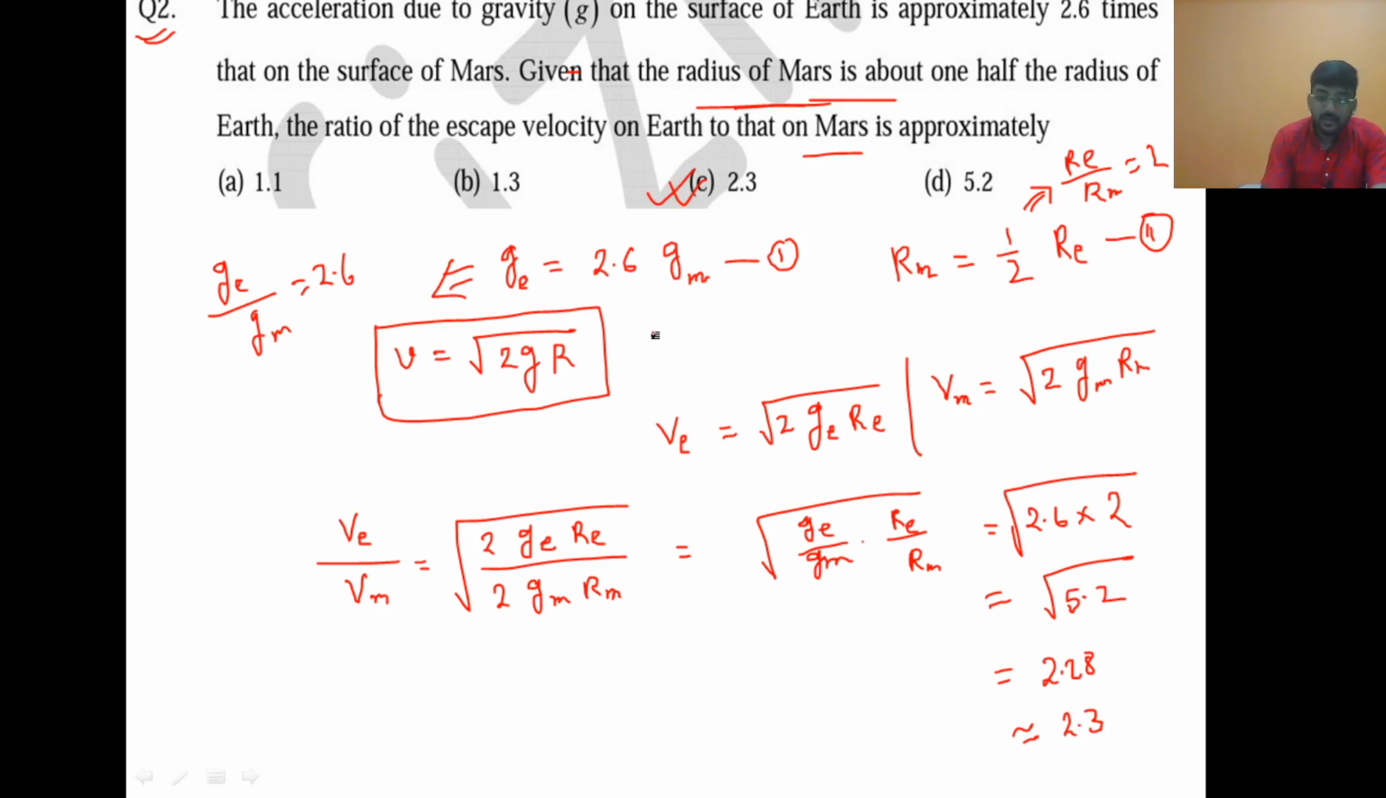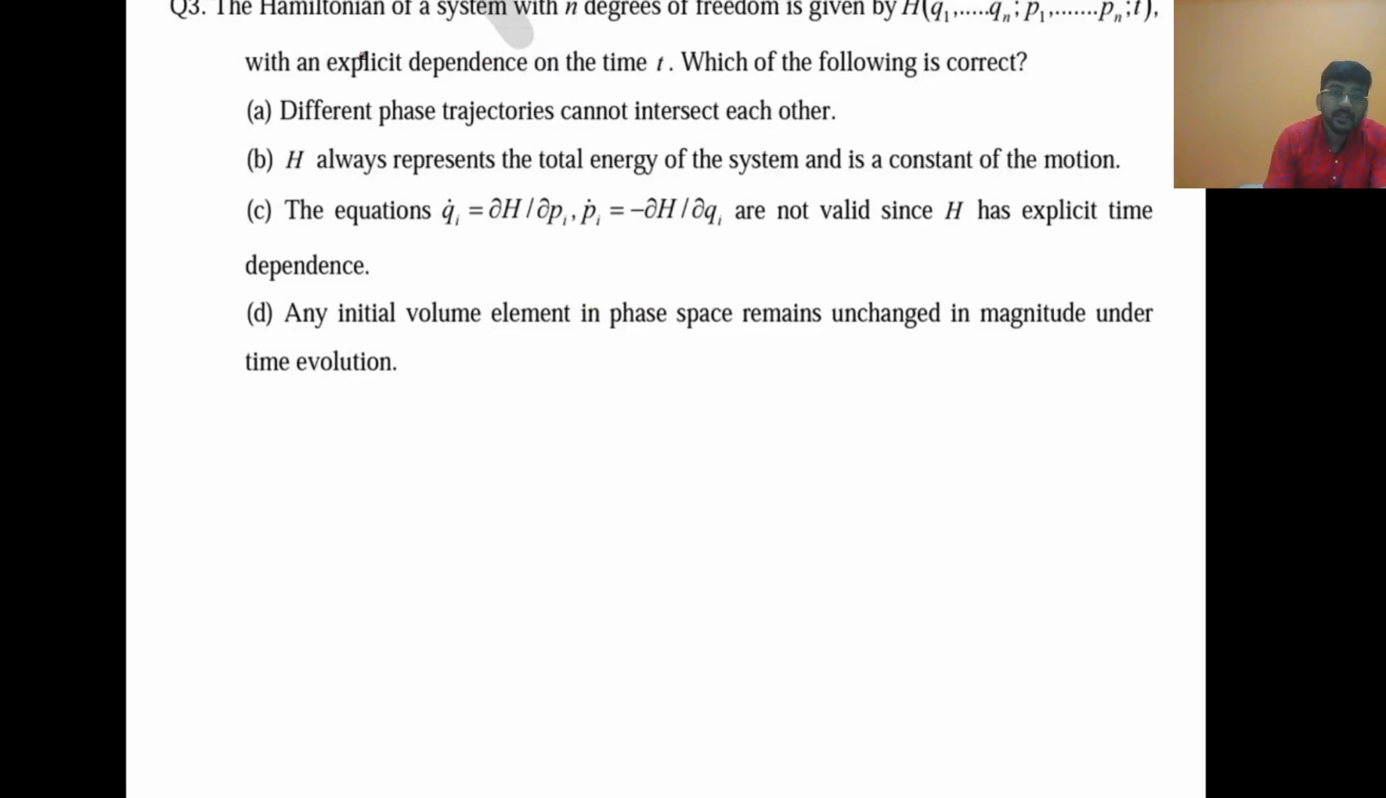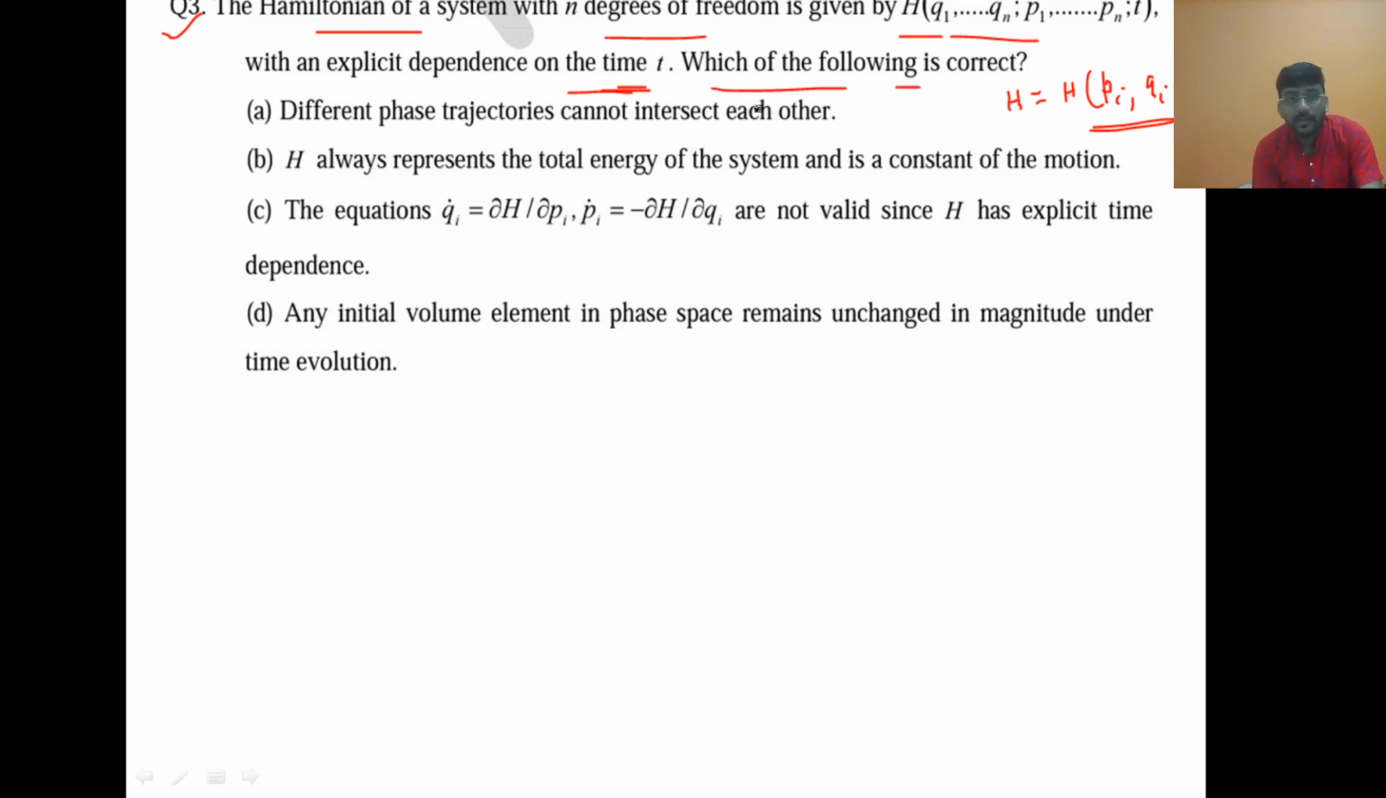Okay, now let's move to the next question. The question is: the Hamiltonian of a system with n degrees of freedom is given by H as a function of q1 to qn, p1 to pn, and t. This is basically nothing but H, which we know is simply a function of pi, qi, and t. Generally we write it in terms of i, but here it is given 1 to n, so i goes from 1 to n. So this is nothing but H(p, q, t) with an explicit dependence on time, of course. Now which of the following is correct?